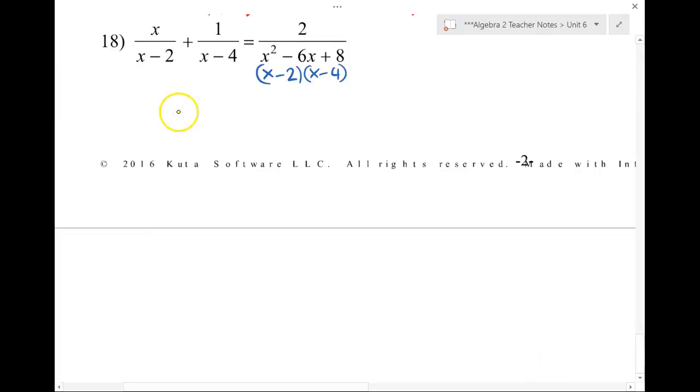Okay, now I want to find extraneous values, or excluded values. So for this first denominator, I would have to plug in 2. The second one, I'd have to plug in 4. And is there any others? No, well this is just x minus 2 and x minus 4, so they're the same. Alright, so we just have 2 and 4 as our extraneous values.